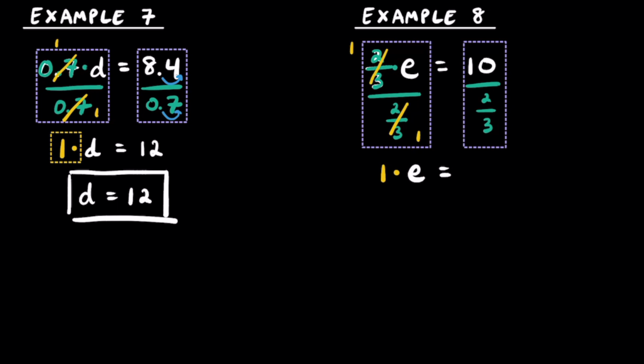On the right side, we have to take 10 and divide that by 2/3. So let's go ahead and write that on the side here. So 10 as a fraction is going to be 10 over 1, and we're going to divide that by 2/3. Now, if you're a little rusty on dividing fractions, here's a little refresher.